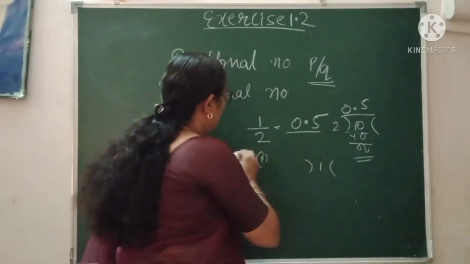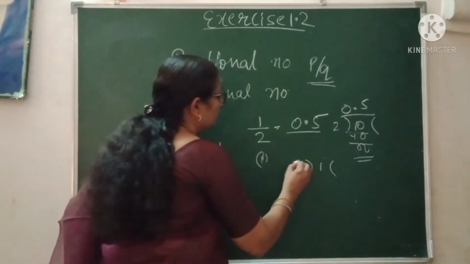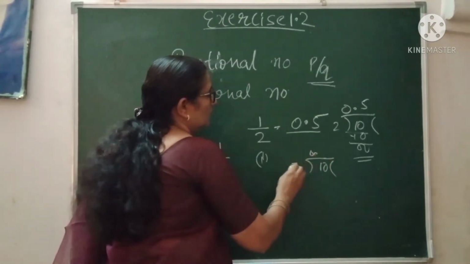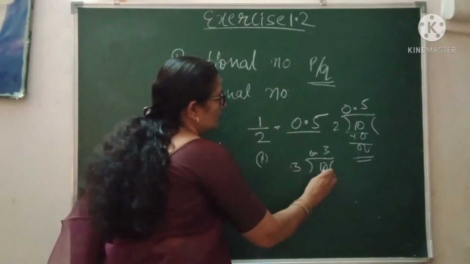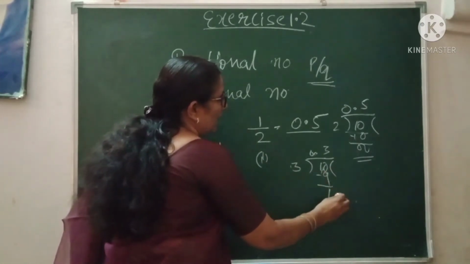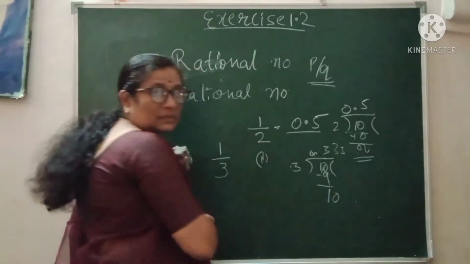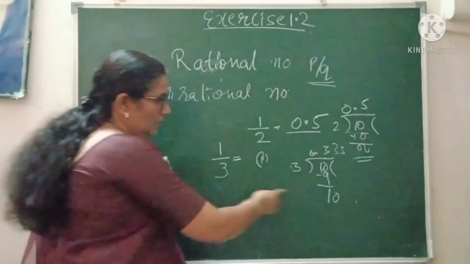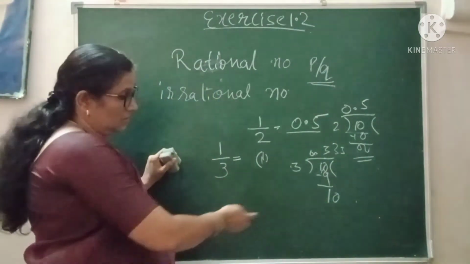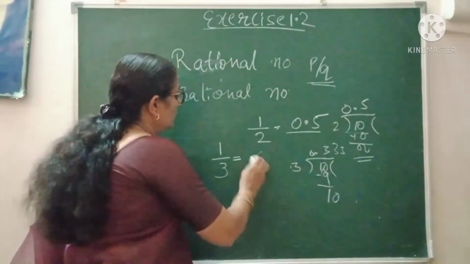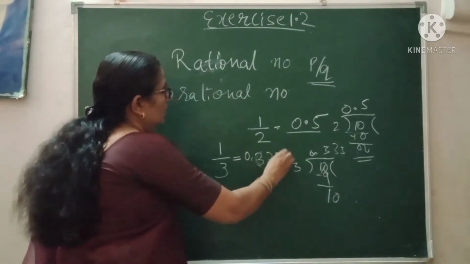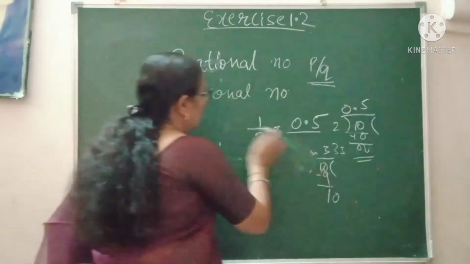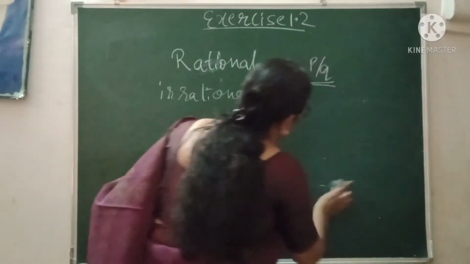Look at 1 by 3. When you divide 1 by 3, what happens? You get 0.33, and once again it continues, 3, 3, 3. This is called recurring. Recurring means when you divide a number and you do not get a remainder of 0, but the quotient is recurring like this, then we say such numbers are rational numbers. Now one more type of number comes in rational numbers.